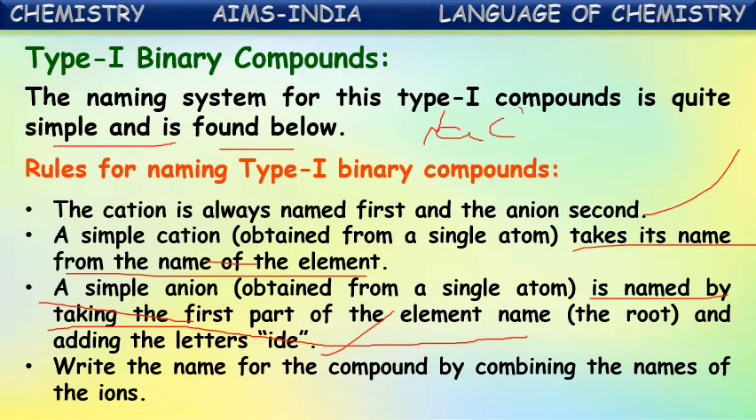Na is the cation, chlorine is the anion. Sodium, as it is, we will write. And while writing the chlorine anion, we will add "ide" to get the compound sodium chloride. CaO is there; calcium oxide, "ide" we are adding at the end. Write the name for the compounds by combining the names of the ions.